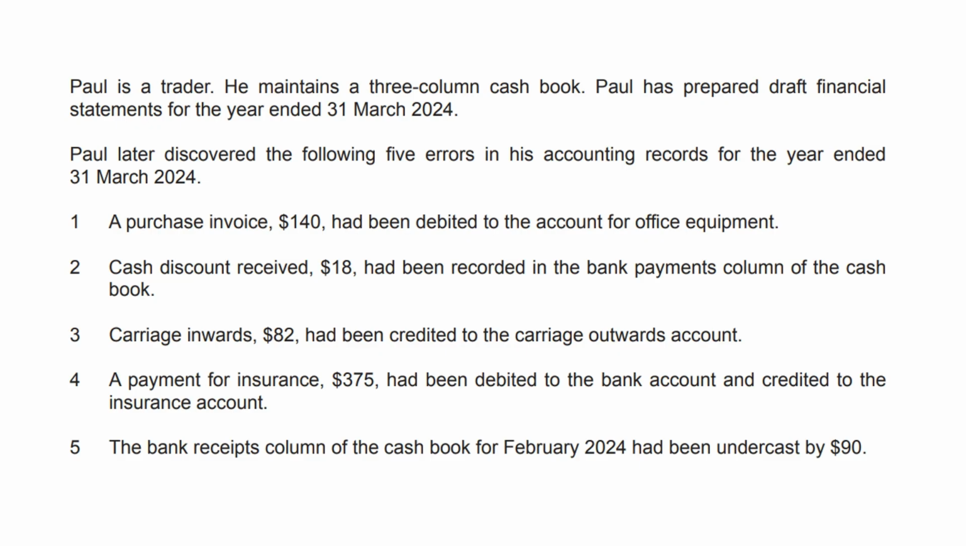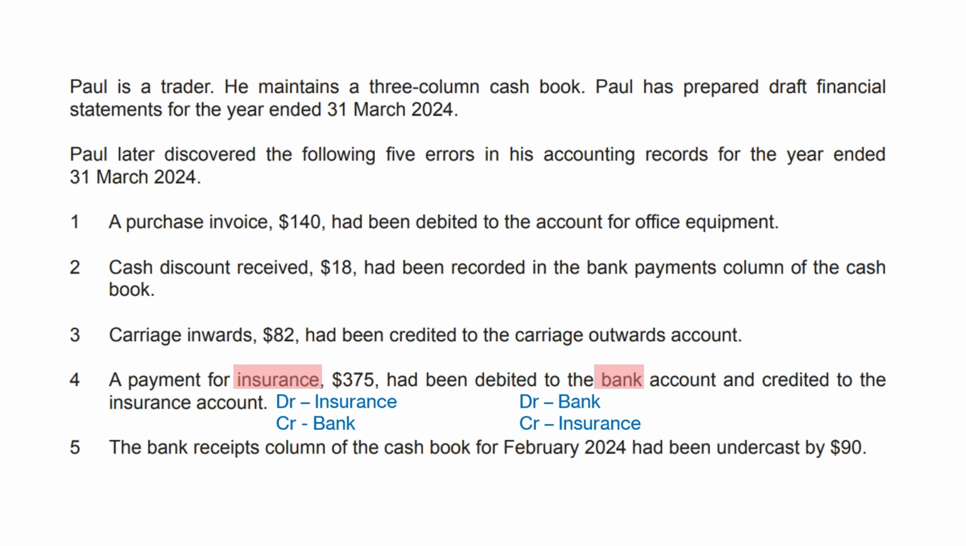Error number 4, a payment for insurance, $375, had been debited to the bank account and credited to the insurance account. So when you pay for insurance, insurance is an expense, so you debit insurance and you credit bank because the bank amount is decreasing because you're paying. But instead of doing this, what you have done is you have debited bank and credited insurance.